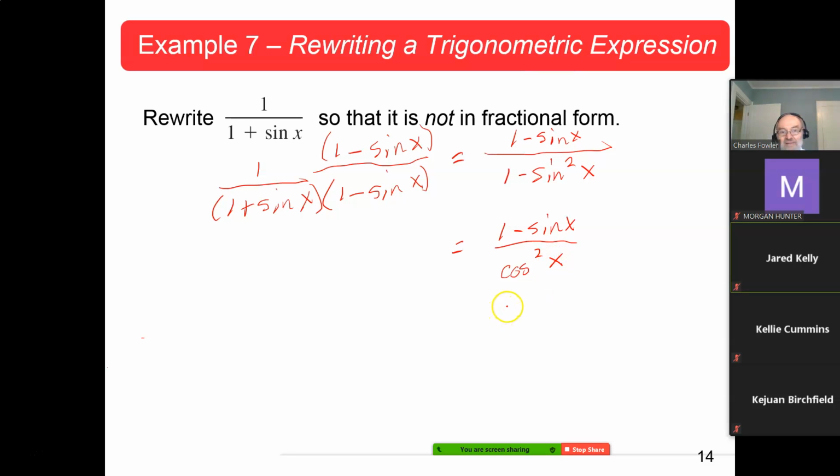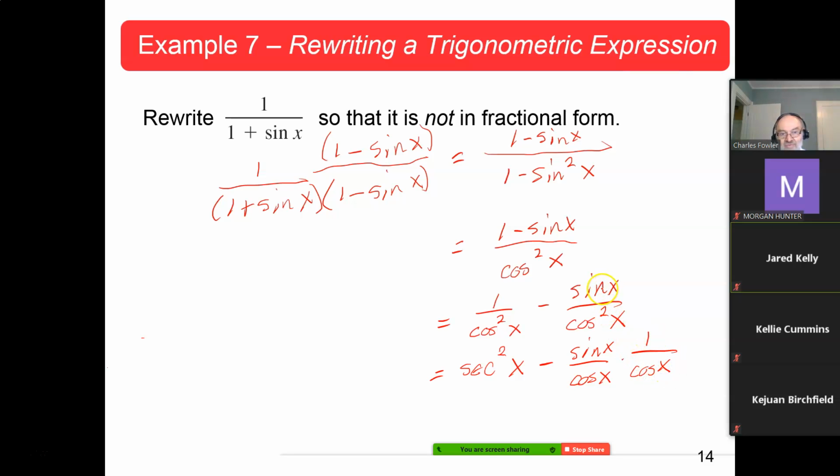Pythagorean identity. Okay. Now, you can rewrite this as 1 over cosine squared x minus sine x over cosine squared x. Right? Well, from your reciprocal identity, this is secant squared x, right? Minus, well, let's split this apart, sine x over cosine x times 1 over cosine x. This would be secant squared x minus what, sine over cosine? Tangent x times 1 over cosine is secant x.